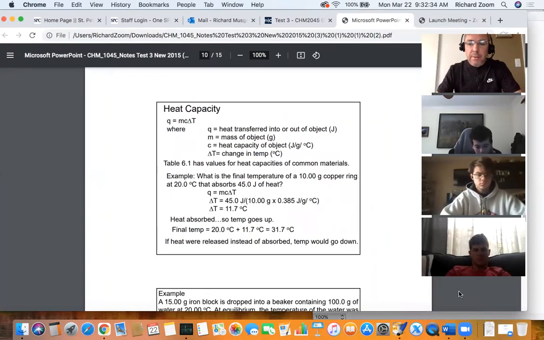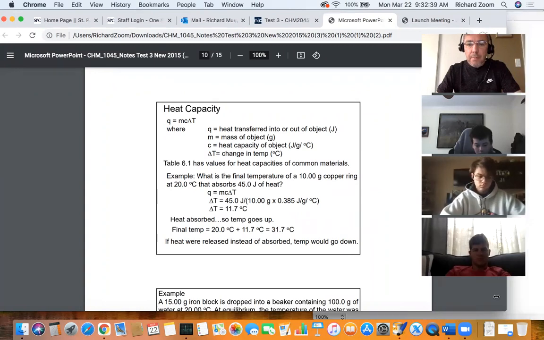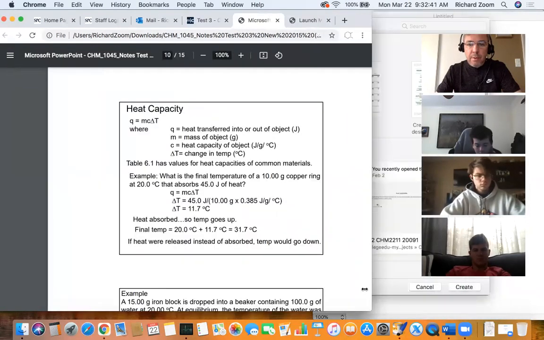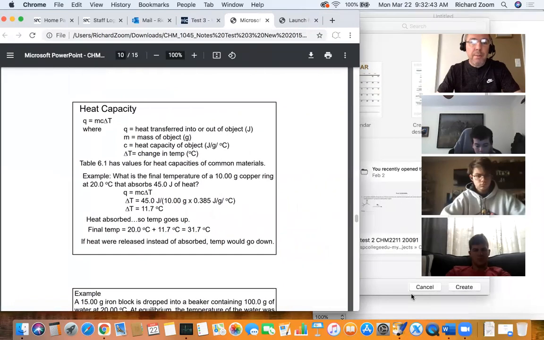So we've got this equation here, Q equals mc delta T. I think next week in lab you do heat capacity.